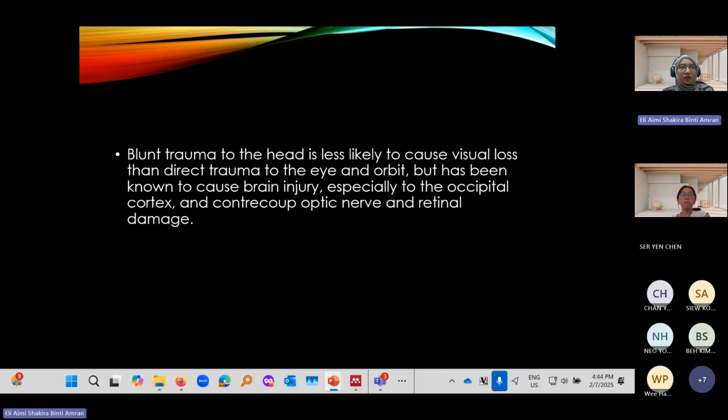So when a patient has trauma, you have to ask, where is the trauma? Is it on the head, on the frontal head, on the parietal sides, on the occipital side at the back? Or is it directly on the orbit, on the bone of the orbit, or directly on the eye? So you have to be specific with that.